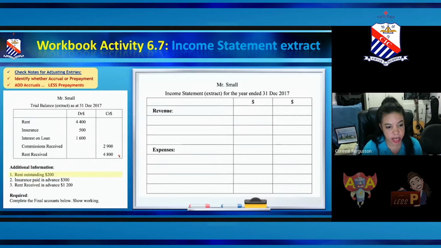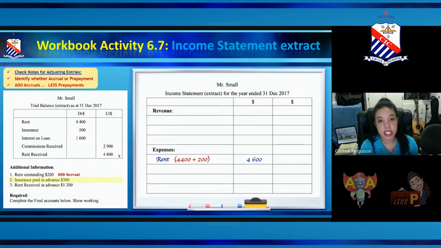So we're going to rent outstanding, and you identify whether it is an accrual or a prepayment. Outstanding means it's an accrual, and what do you do with accruals? You add the accrual. So you will just go into your income statement, rent. Once again, you must put your working and put your answer. You're not going to spend much time on the explanation because we already did it. This is just doing it in a different order. So you go to the next note.